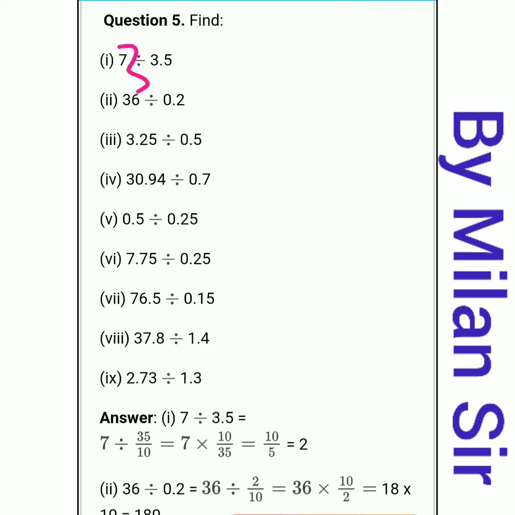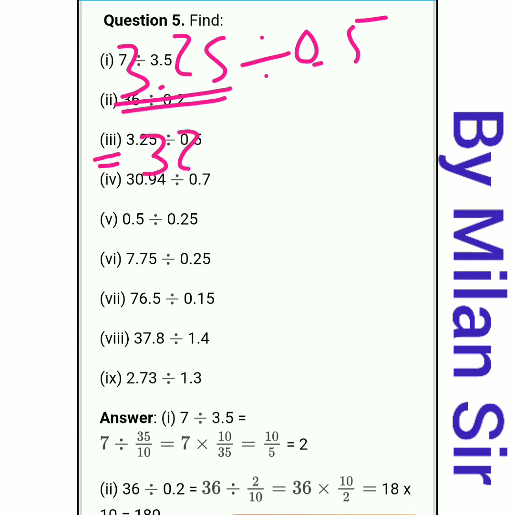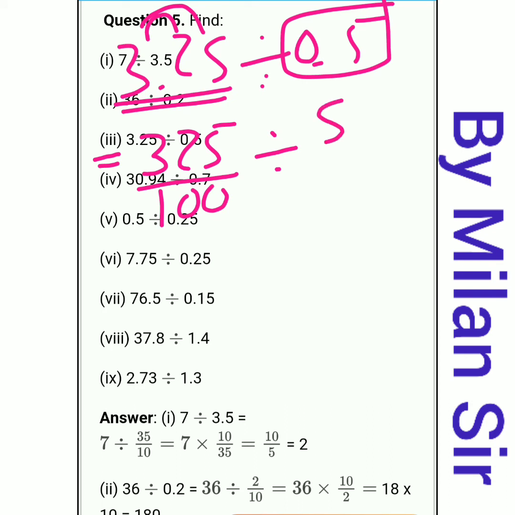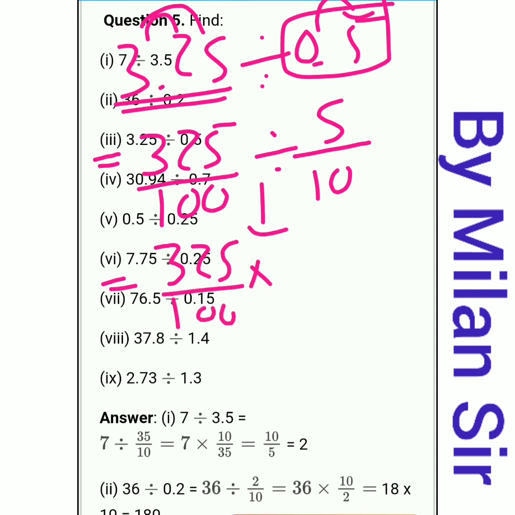Again I repeat this question. 3.25 divided by 0.5. First of all, convert the decimal numbers into fractions. So this is 325, after the decimal point we have two digits, so divide by 100. Then the division remains as it is. 0.5: ignore the decimal point, so 5, after the decimal point we have one digit, so here we write 10. Then our first number remains as it is. We convert this division into multiplication, and take the reciprocal of 5 by 10, which is 10 by 5.